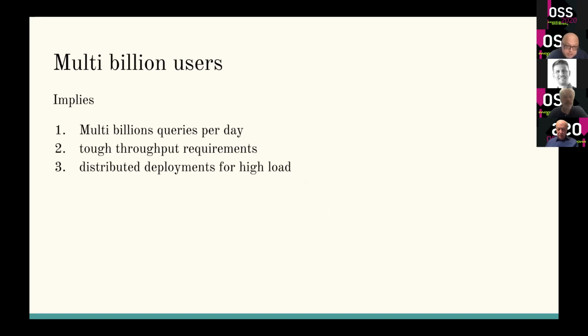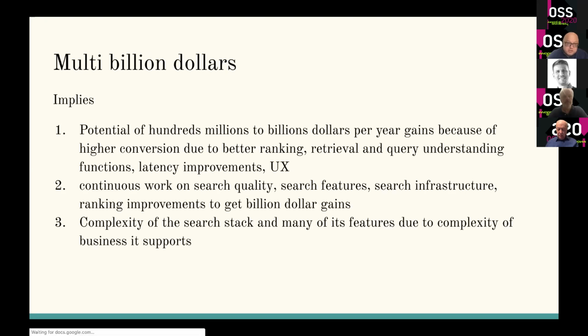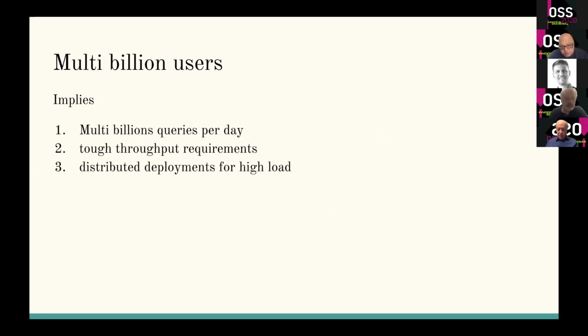Multi-billion users implies a very high load, multi-billion queries per day, tough throughput requirements, and of course, latency requirements. It of course goes to distributed deployments for high load, and open source helps to solve a lot of those technical infrastructure problems. So the first one covers both infrastructure and quality, machine learning, AI problems, where open source helps, and also software complexity. Here is more about high load problems, and open source is also a great help here.